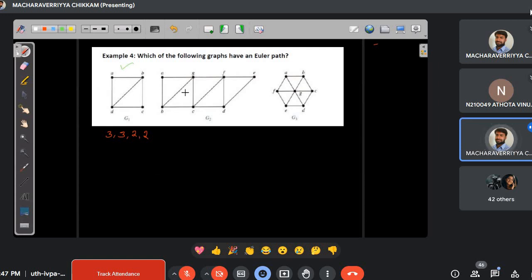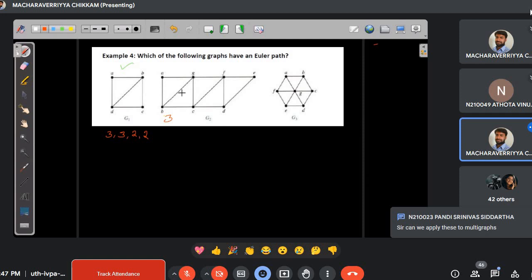So how about the second one? Let me write the degree sequence here. For the second one, let me just identify the odd degree terms. If you find more than 2, then we are done. That's it. So you see the degree of B is 3, and the degree of D is 3.